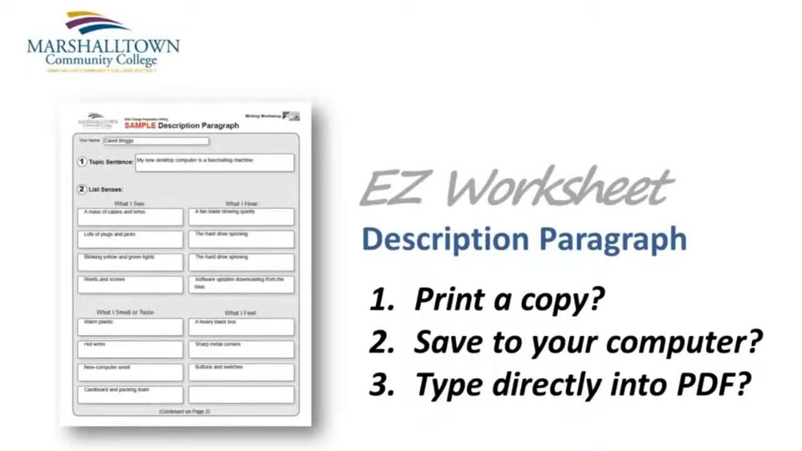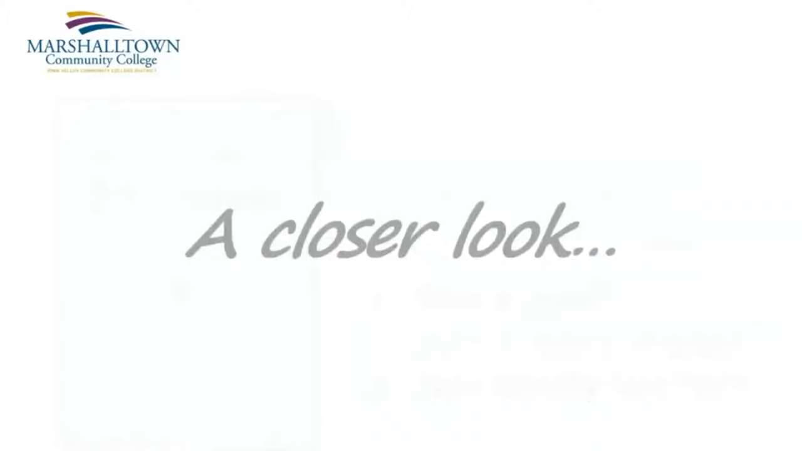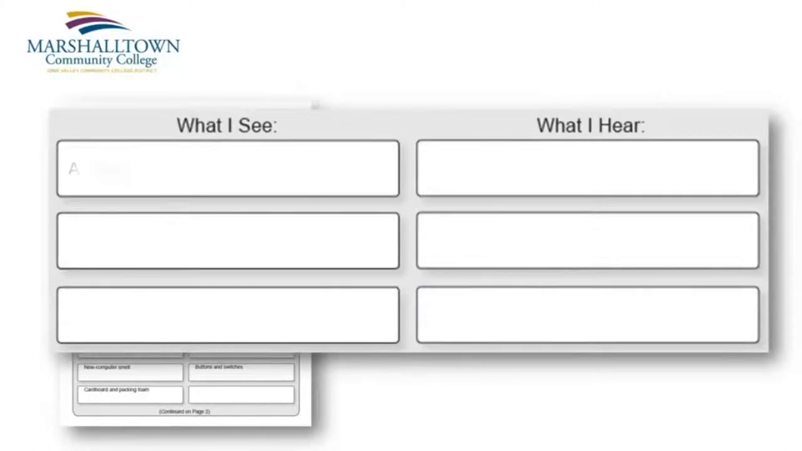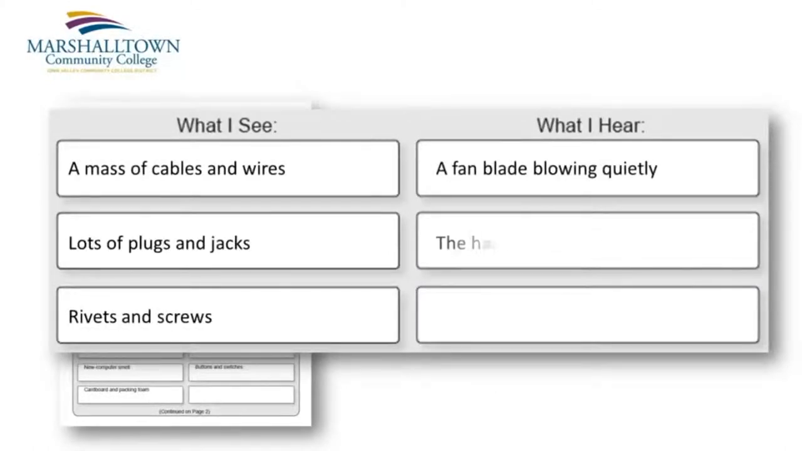If you decide to use the PDF form to complete the assignment, just make sure that you have a saved copy of the document somewhere on your computer. Let's take a closer look at the worksheet. Sometimes the best way to start work on a description paragraph is to simply make a list of the things you see, hear, smell, taste, or feel.